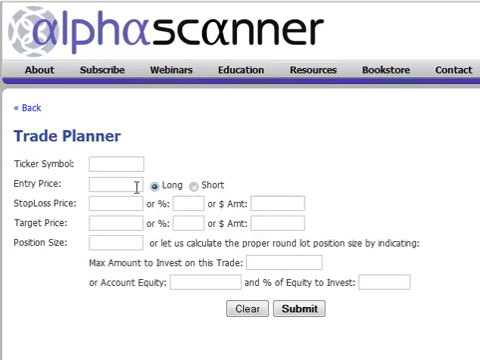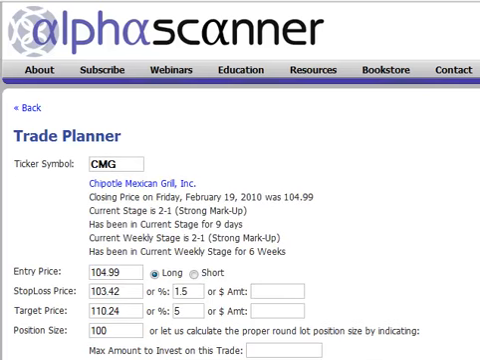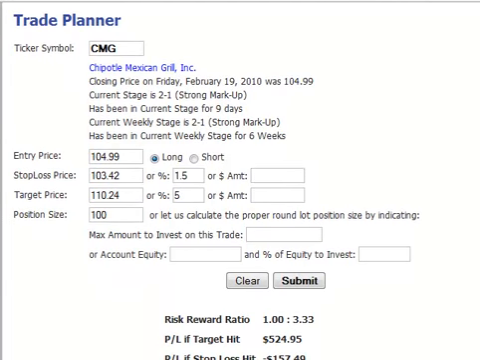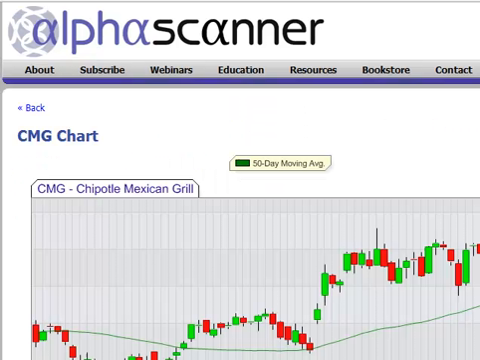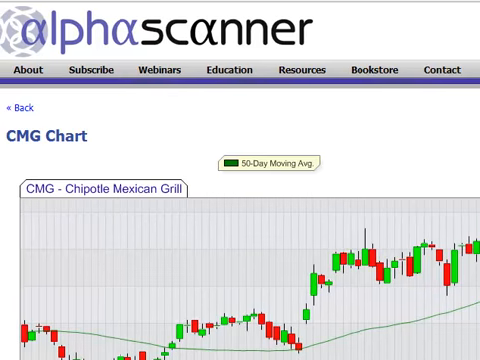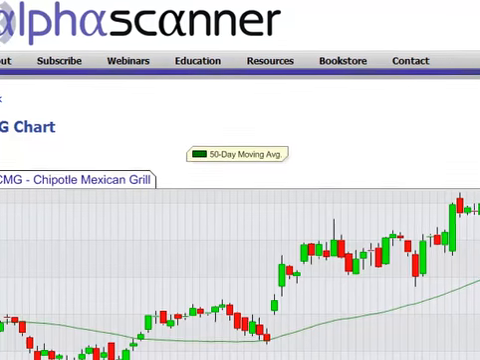So if we take a look at a stock, let's just type in Chipotle Mexican Grill, CMG. So we'll type that in and click submit. What we see here on the page is that we get a little bit of information about the company. We can click here and take a look at a daily chart of the stock. Now this unfortunately is not sized correctly for this recording, so let me just move that over a little bit.